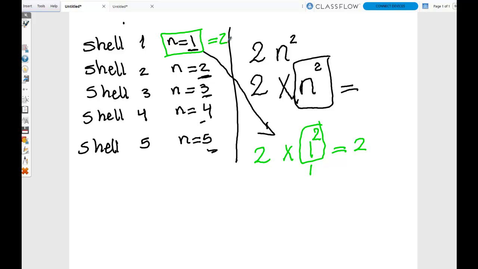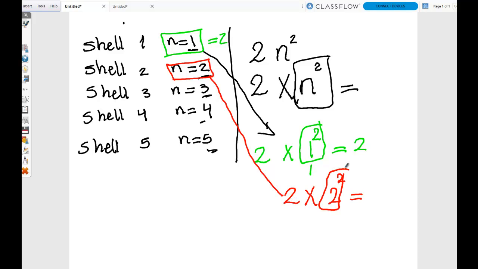Shell number 2, this one, we said the equation is 2n squared. So 2 multiplied by 2 squared: 2 multiplied by 2 equals 4. So 2 multiplied by 4 equals 8. The second shell takes 8 electrons.